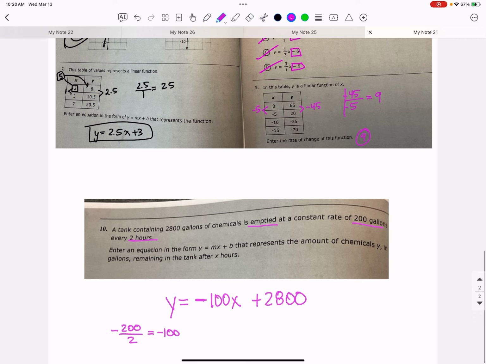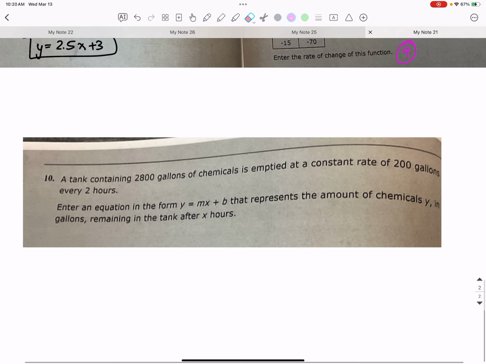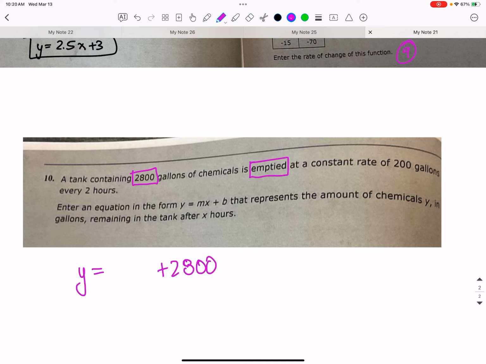And finally, 10. All right, let's see. Same thing. Notice what I'm asking first. Where do we start? A tank that starts at 2,800 gallons. So we say y equals something, something, something. And I always put my starting number in the back. All right, it's emptied. We're getting less. Chemicals are getting emptied, so we're going down at a constant rate of 200 gallons every 2 hours. We're going down 200 every time our hours go ahead 2.